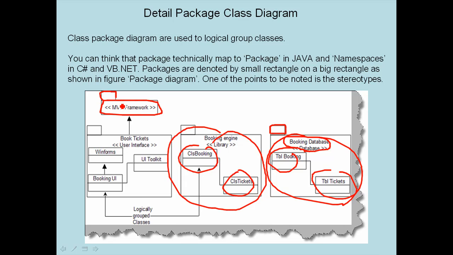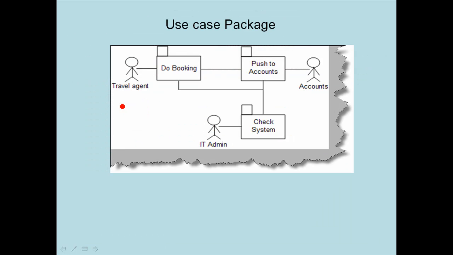So again, package diagrams are divided into two types. One is a class package diagram, which I've shown here. We have logically grouped classes and minimized the complexity. In the same way, we can logically group the use cases. So for instance, you have a group of use cases and they can belong to some logical grouping, so that you can minimize the complexity of huge use cases.